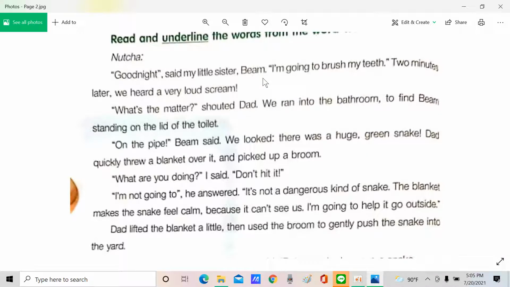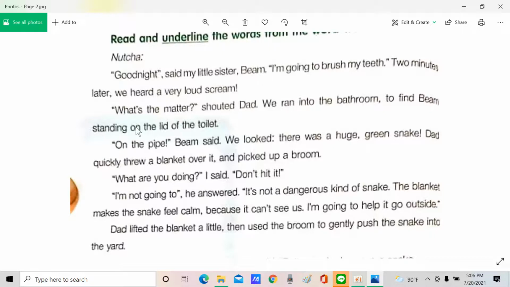But 2 minutes later, after she said that she's going to brush her teeth, they heard a loud scream or loud shout. What happened? What could it be? They heard Beam shouting. So their dad shouted too. "What's the matter? What happened? Why? What's wrong?" So Natcha and her dad ran into the bathroom to find Beam. And where did they find Beam? Where did they see Beam?